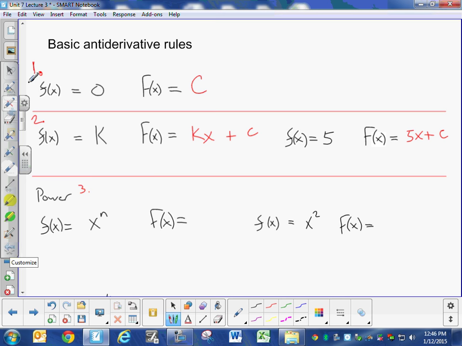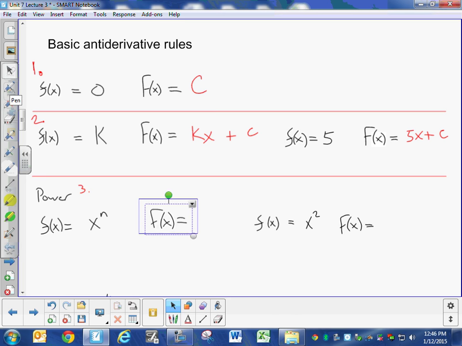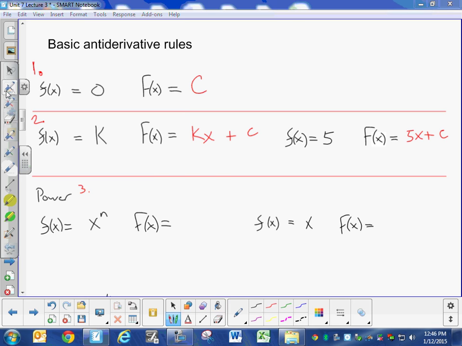The power rule. We already did this one. Let's change it up since we already did x squared. Let's change it to x to the 4th. Okay, if I have a function, x to the 4th, and I want to try to find its antiderivative. Well, we know that something to the 5th power will have a derivative that's to the 4th power. Okay, so x to the 5th is where we're going to start.